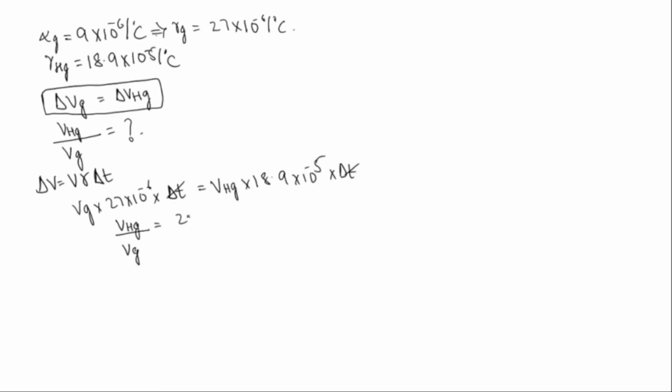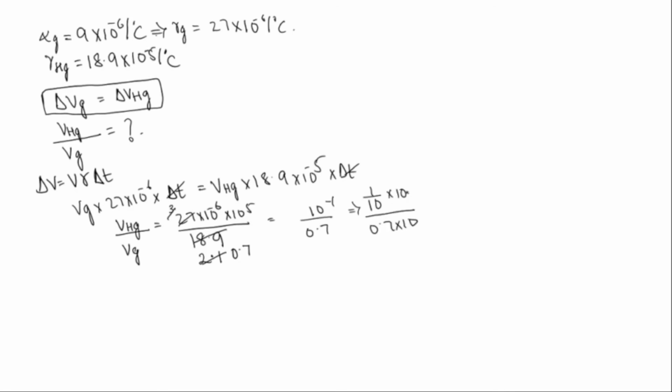We need V of Hg by V of G. So this will be equal to 27 into 10 to the power of minus 6 into 10 to the power of 5, divided by 18.9. So 9 threes are 27, 9 two-point-ones are 18.9, which gives 3 by 2.1, that is 1 by 0.7. So this will be equal to 10 to the power of minus 1 by 0.7. If we multiply 10 on both sides, 10 to the power of minus 1 is nothing but 1 by 10, into 10 by 0.7 into 10. The 10 will get cancelled, so it is 1 by 7.